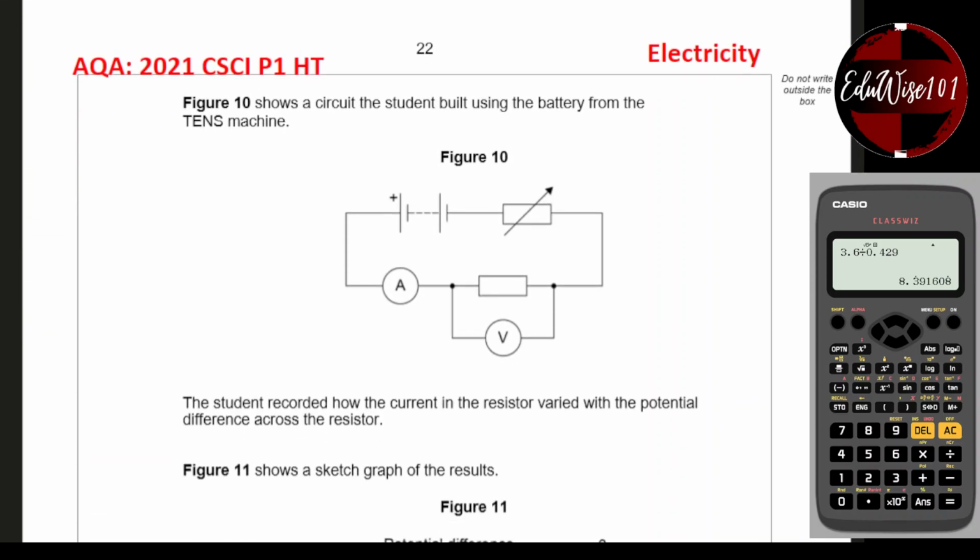Figure 10 shows a circuit that the student built using the battery from the TENS machine. So you have a power supply here. That's the power supply. And a variable resistor, a fixed resistor, a voltmeter, and an ammeter.